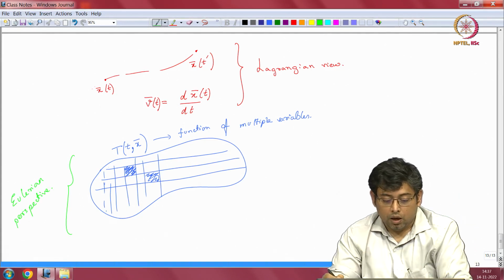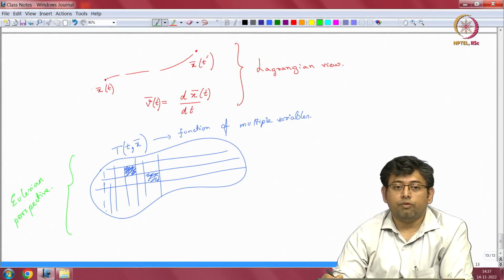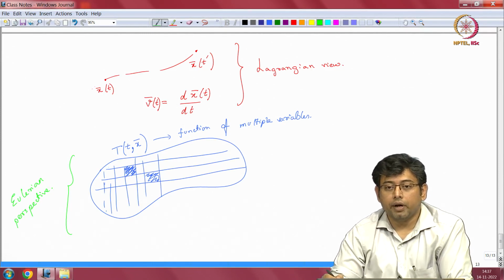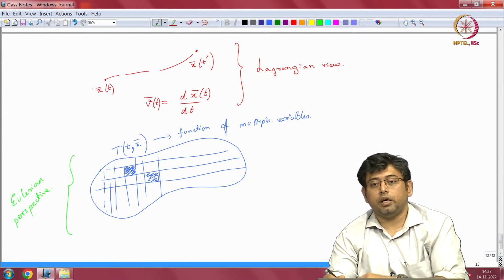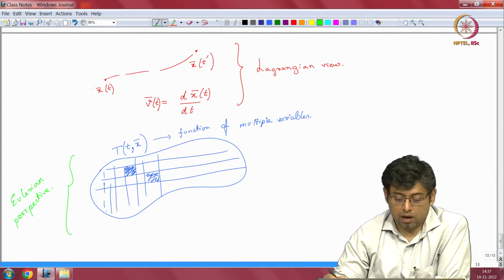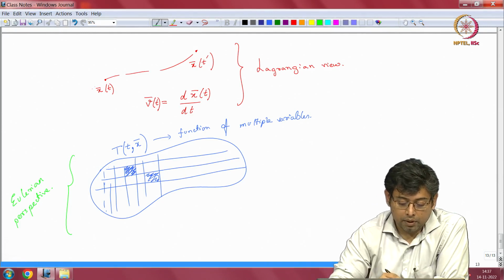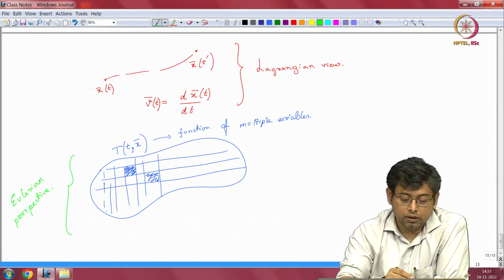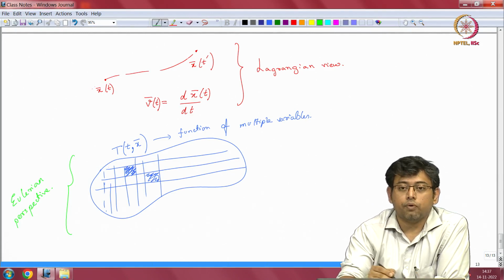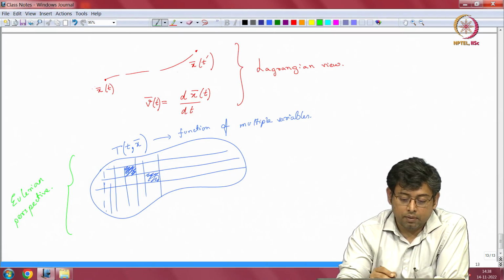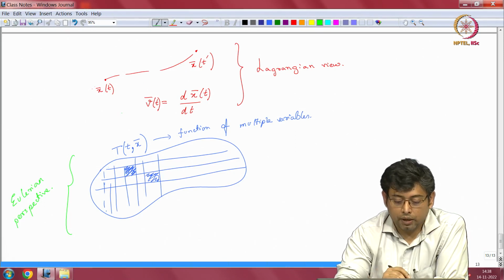Okay. And you can see how these are different. In the Eulerian perspective, you have grid points, the grid points are stationary, and you measure the variable at the grid points, whereas in this case you follow the particle, you do not care where it is, but you follow the particle and you just measure its location with respect to time.